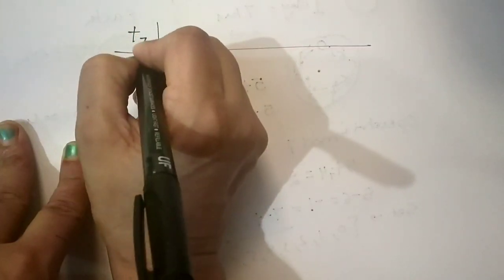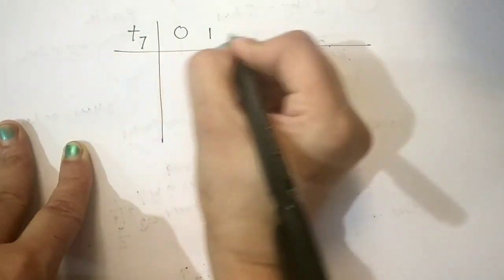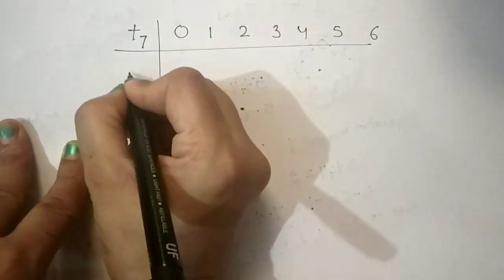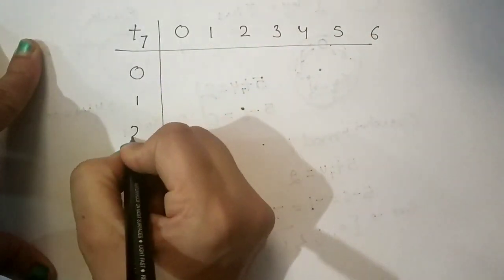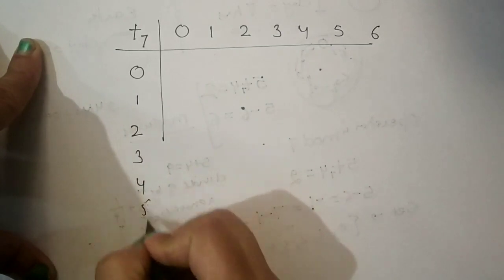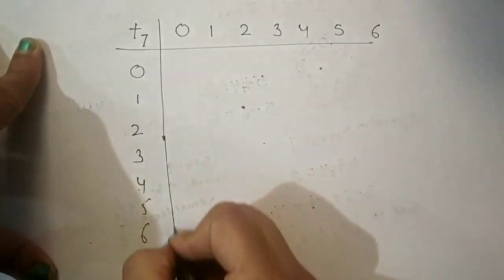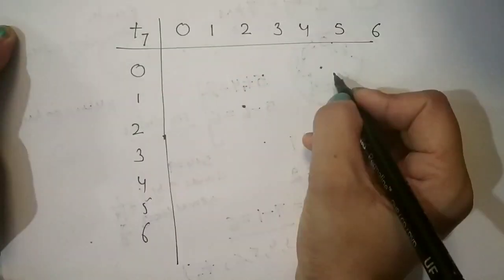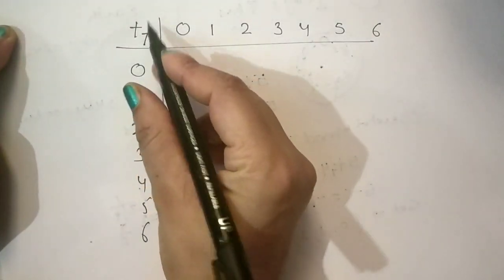Operation you write here, and the elements 0, 1, 2, 3, 4, 5, 6. Similarly 0, 1, 2, 3, 4, 5, 6. Writing all the elements. Now we have to write the elements of the table by operating the given operation.